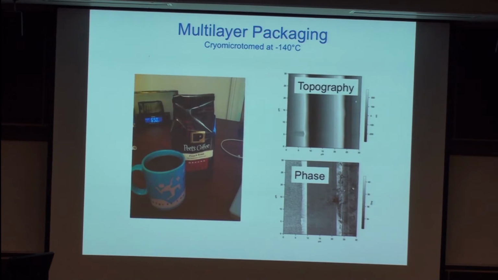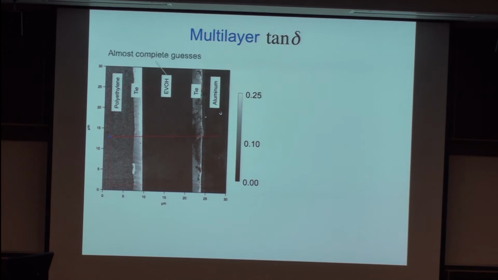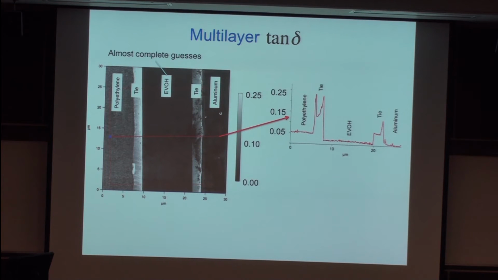I played also with all kinds of materials, and I took some coffee bag, actually, and just cut it, made a cross-section, you cryotome that, and then you do your regular AFM technique. This is the topography of this coffee bag, a cross-section. This is a phase image. And if we go a little bit more into detail, you can measure the loss tangent on the different materials.